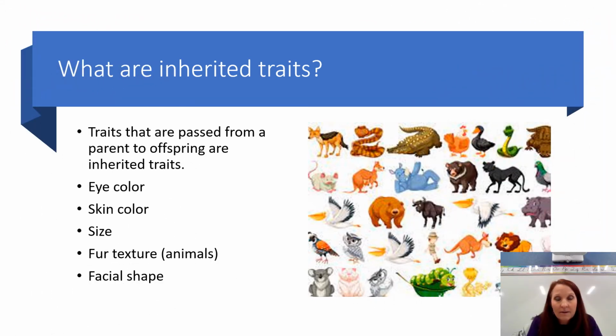Next trait that we're going to talk about is called an inherited trait. An inherited trait is something that you get from your parent. So because you are the offspring or the child or the baby of your parent, you get a trait passed on from them. And some of those traits are very similar to physical traits, but they can only come from the parent. For example, the eye color that you have came from your parents, so that's an inherited trait.